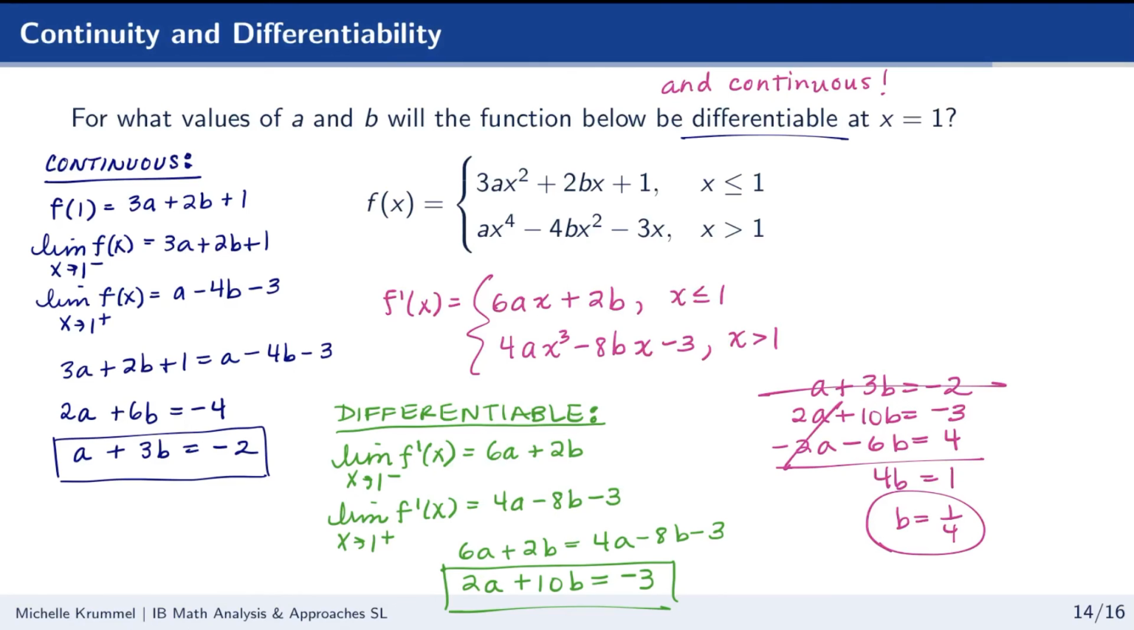b equals 1/4, and now I can use either one of the equations. I'll just come over and use this one right here to solve for a. So a plus 3 times 1/4 equals negative 2. So I'm going to subtract 3/4. A equals negative 2 minus 3/4. So that's 2 is the same as 8/4. So that would be minus 11/4. So a equals negative 11/4 and b equals positive 1/4.